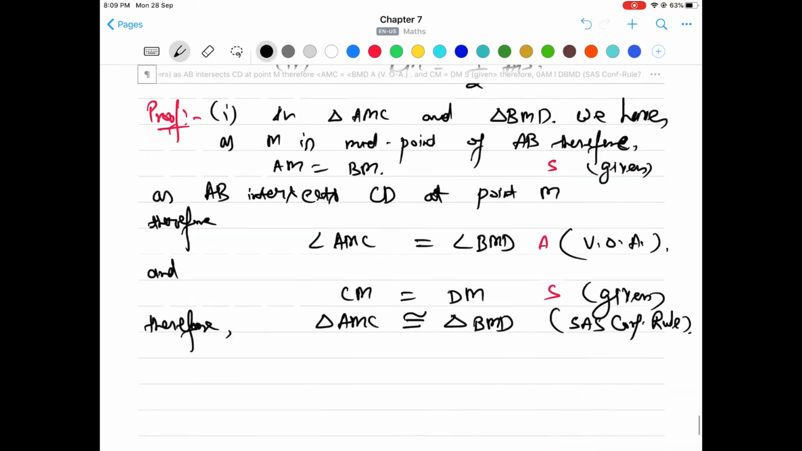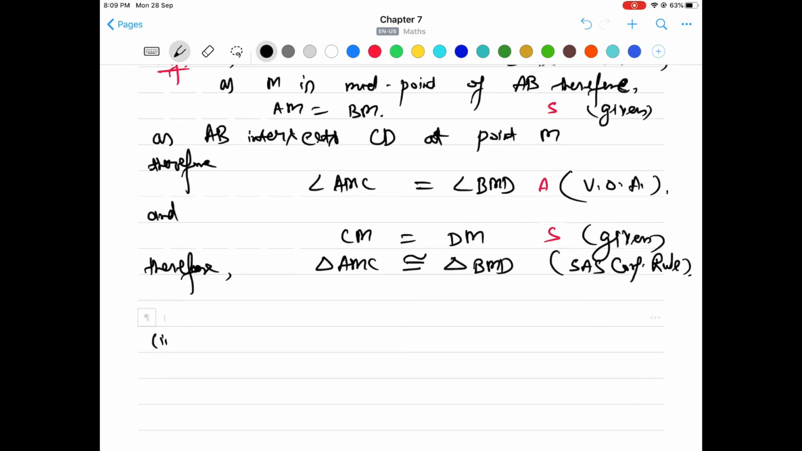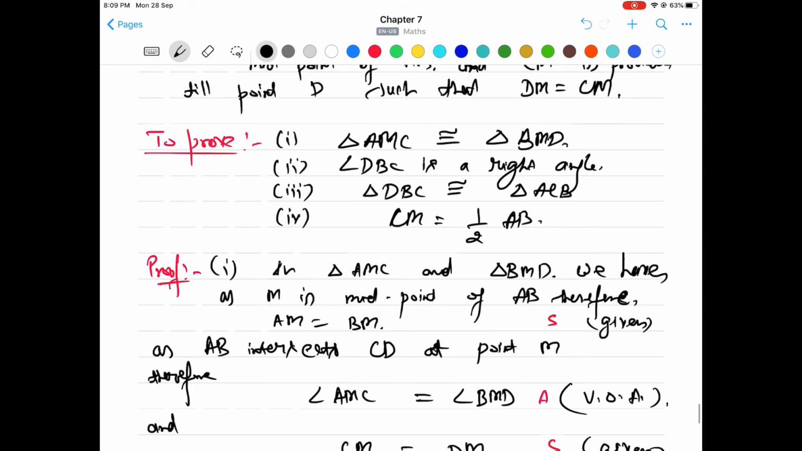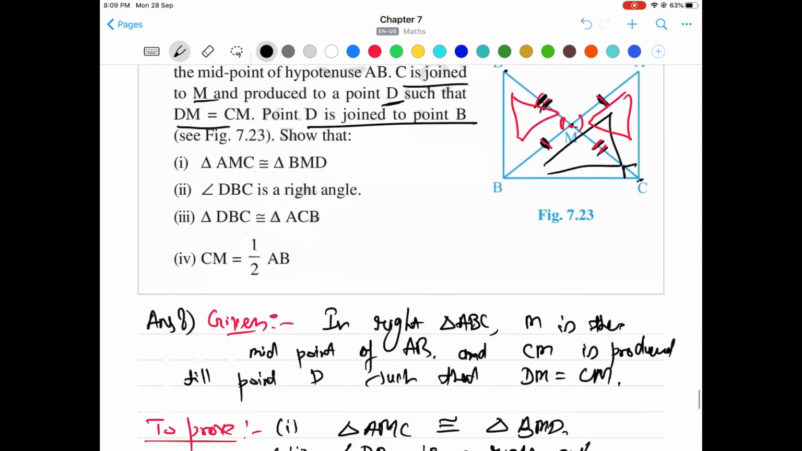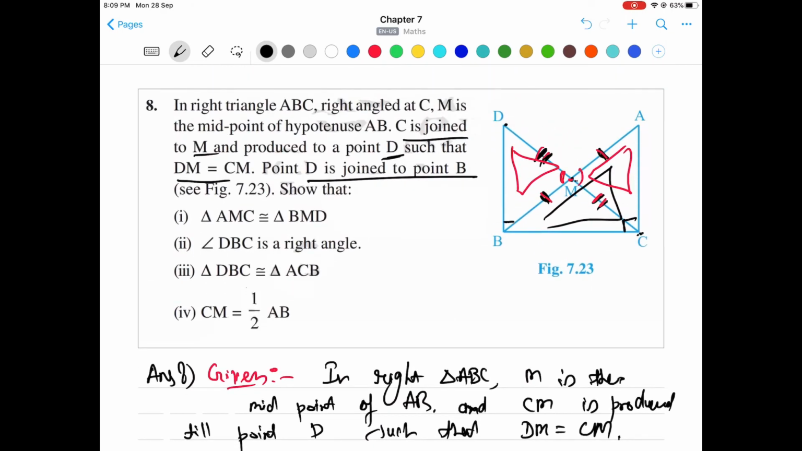Now come to the second part. We have to prove that angle DBC, which is this one, is a right angle. As you can see, it's given that this angle here is 90 degrees.